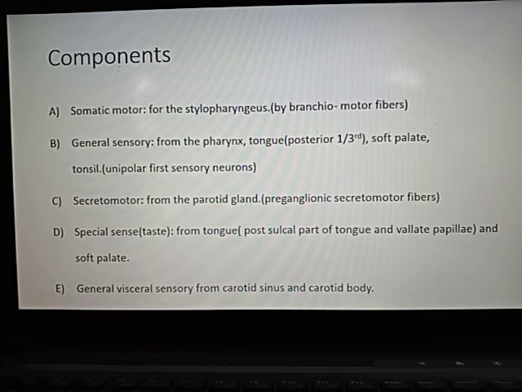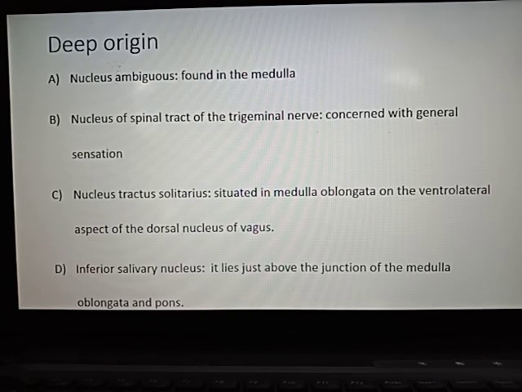Then come to the general visceral sensation from the carotid sinus and the carotid body. Then come to the next slide. This is the origin of the glossopharyngeal nerve. At first, the nucleus ambiguus.